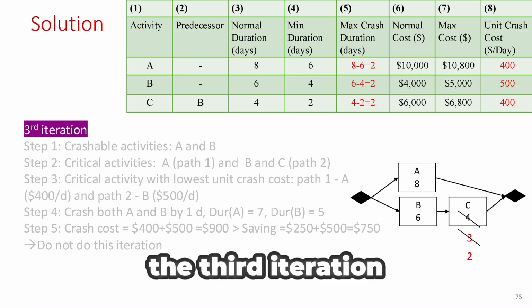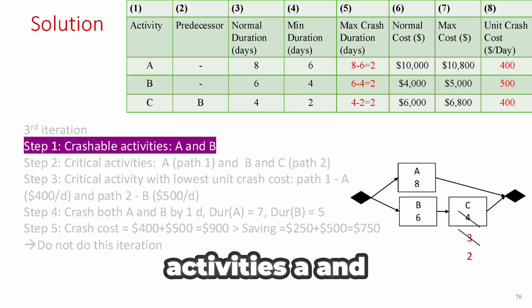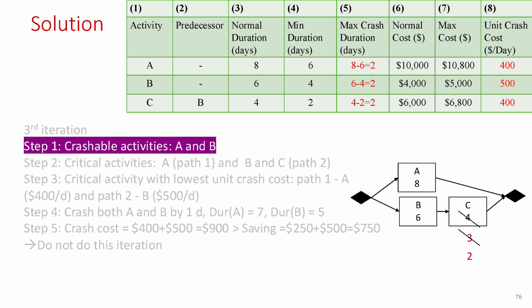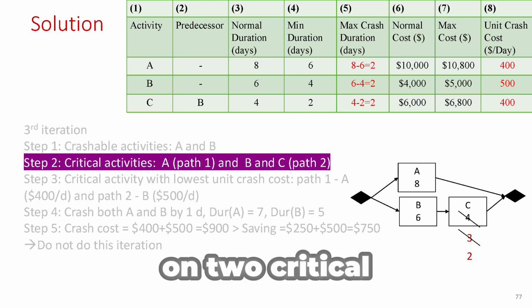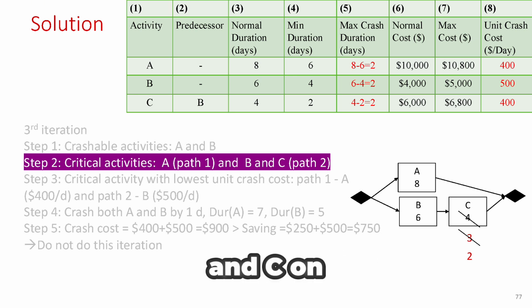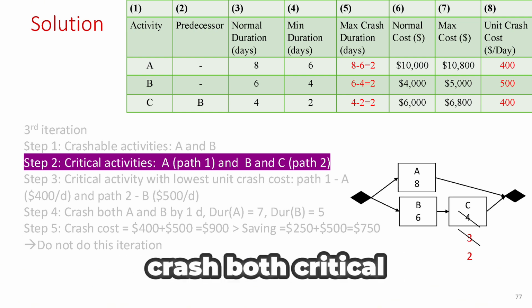Moving on to the third iteration, we begin by identifying the crashable activities. In this case, activities A and B are crashable, while activity C is no longer crashable. Next, we identify the critical activities. We now have 3 critical activities on 2 critical paths. Activity A on the first path, and activities B and C on the second path. To reduce the project duration by 1 unit, we need to crash both critical paths.